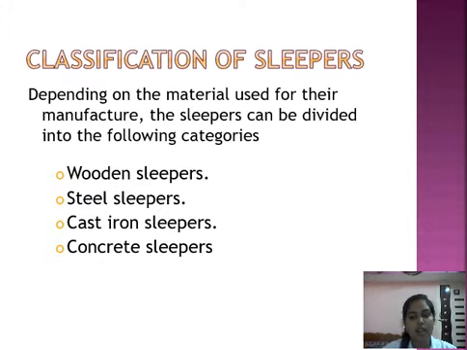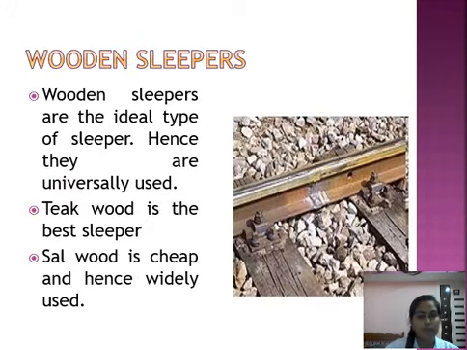So what are the classifications of sleepers? Depending upon the material, the sleepers can be divided into the following categories. That is wooden sleepers, steel sleepers, cast iron sleepers, concrete sleepers. Let's see one by one. Wooden sleepers. Wooden sleepers are the ideal type of the sleeper. It is considered to be the perfect sleeper. Hence, they are universally used.